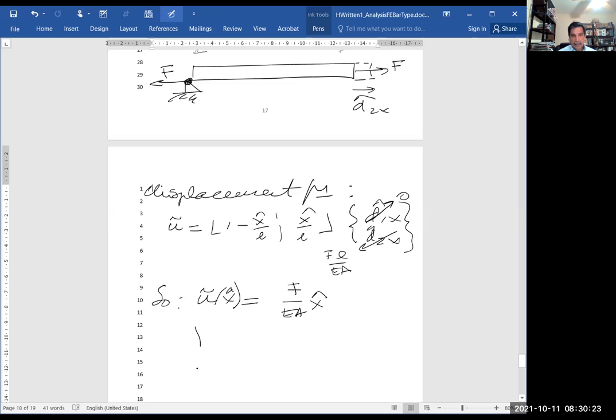So we could draw this function, which is going to be 0 here and linearly increase here.